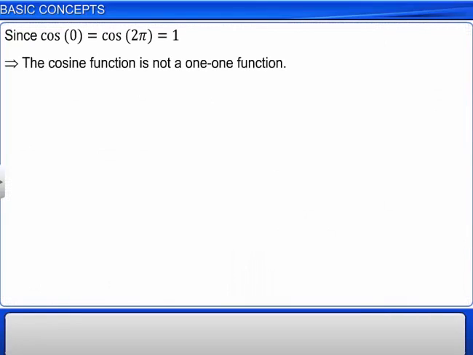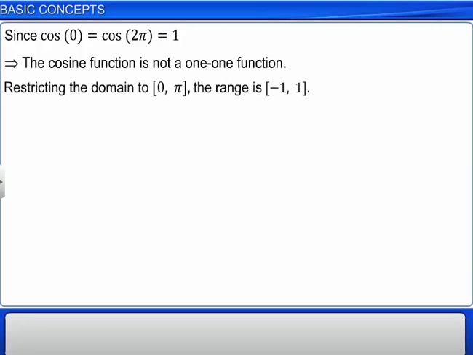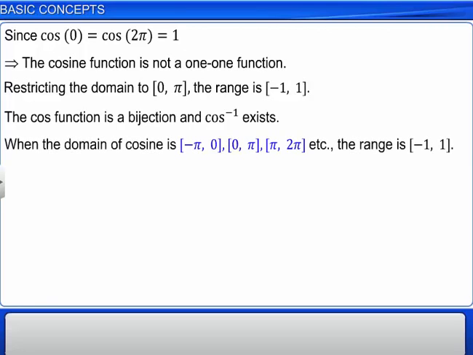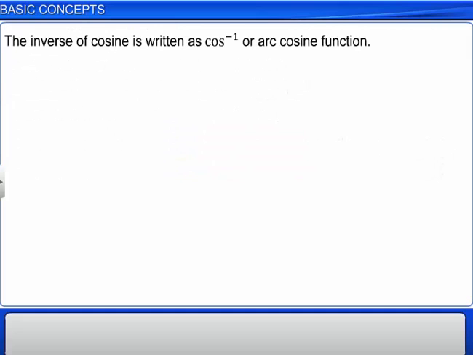As the values of cos 0 and cos 2 pi are equal to 1, it is not a 1, 1 function. On restricting the domain to 0, pi, it becomes 1, 1 and onto with the same range. In such a situation, the cosine function is a bijection and its inverse exists. Further, if the domain of the cosine function is restricted to the intervals shown here, then also the range is closed interval -1, 1. Now we can define the inverse of the cosine function in the given intervals.